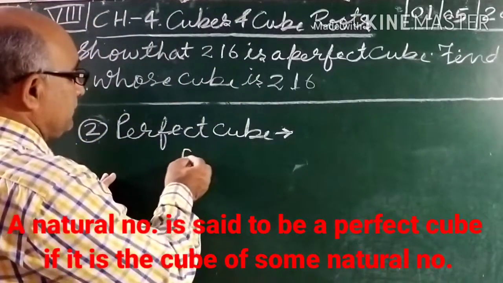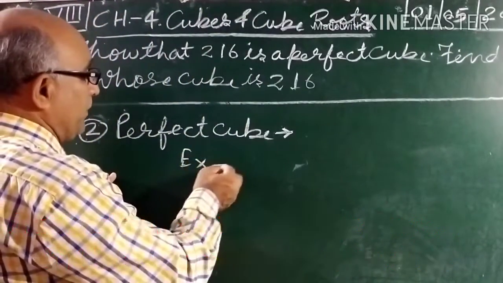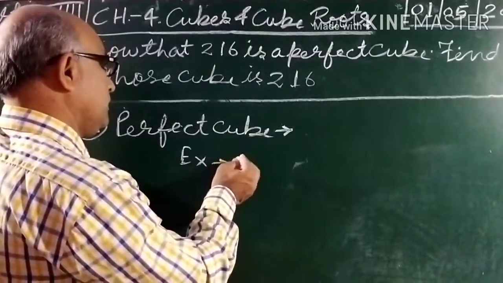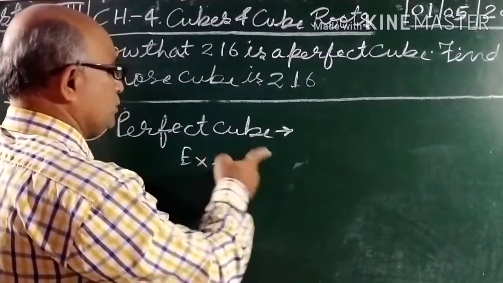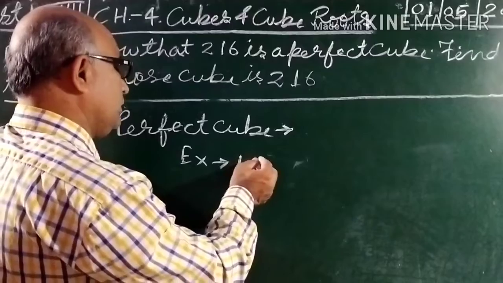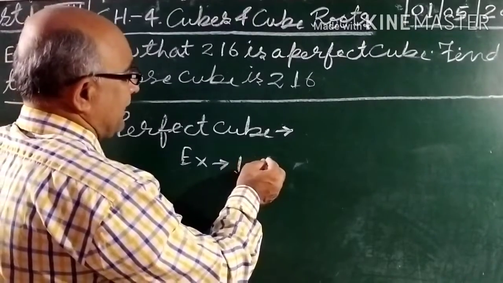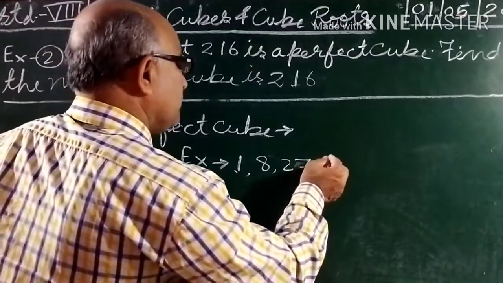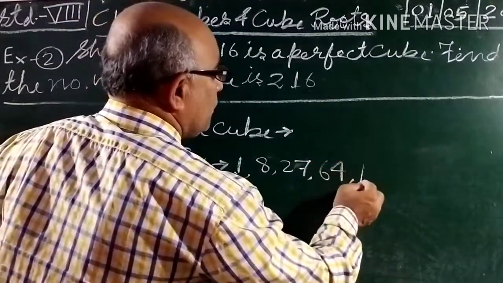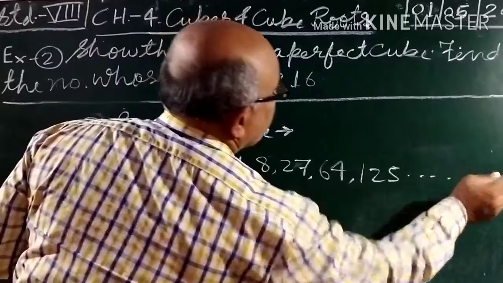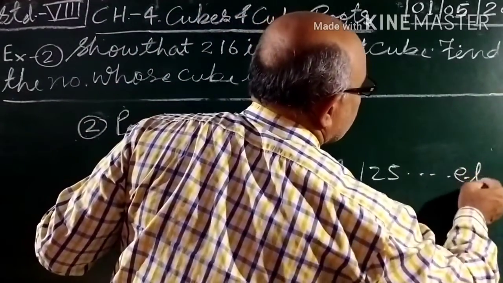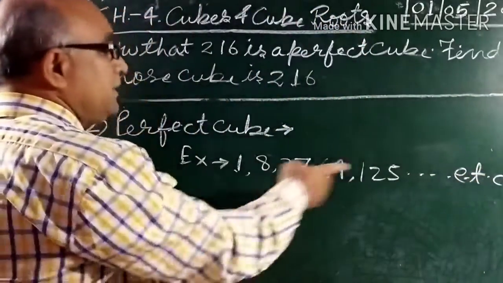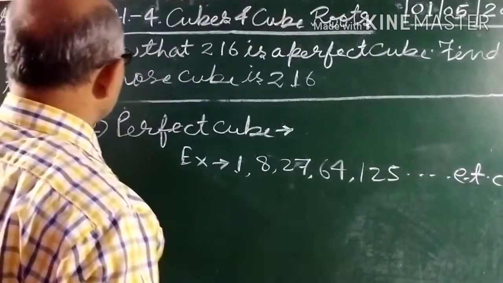Example, the examples of perfect cube are 1, 8, 27, 64, 125, etc. These are the examples of perfect cube.